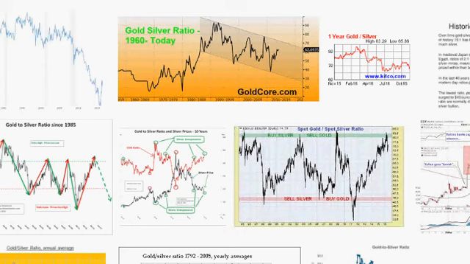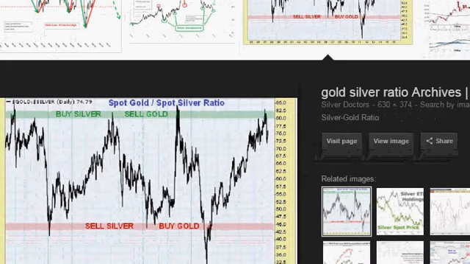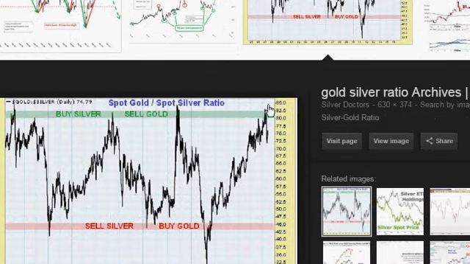Hello and welcome. In this video I'm going to be using some computer programming to look at this gold to silver ratio and see if this chart is accurate: that you buy silver when the price on the silver ratio is high, and gold on the lower end.